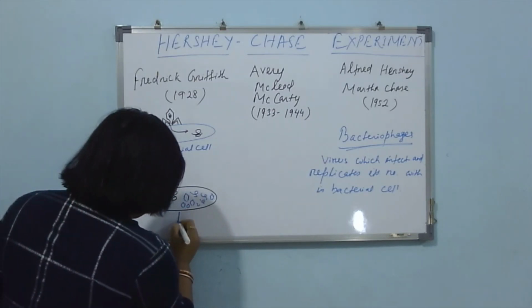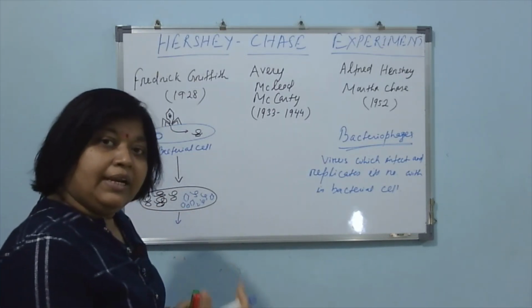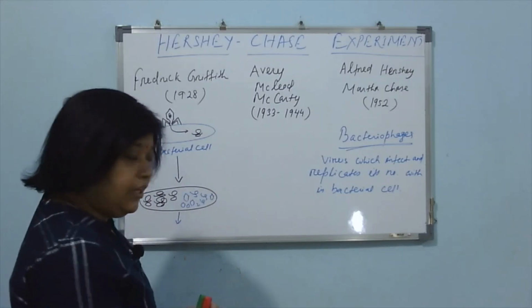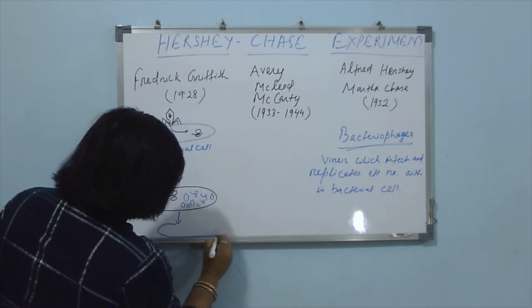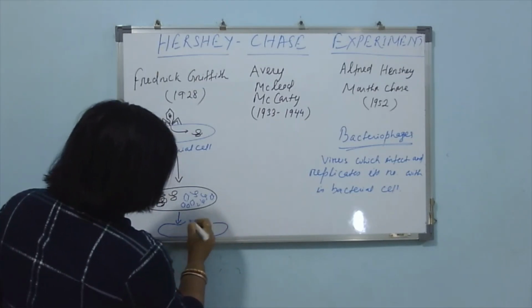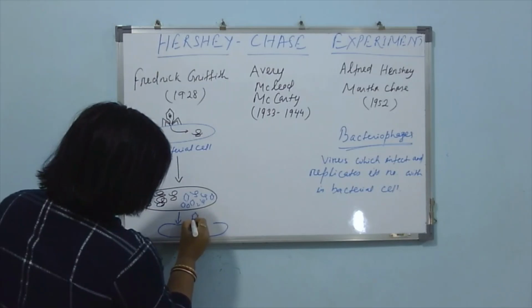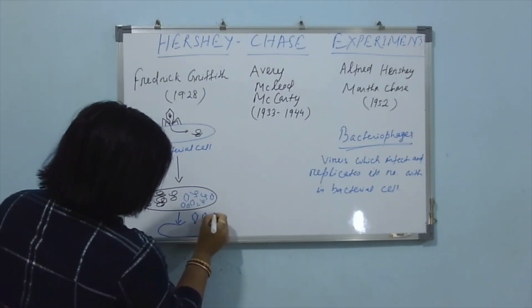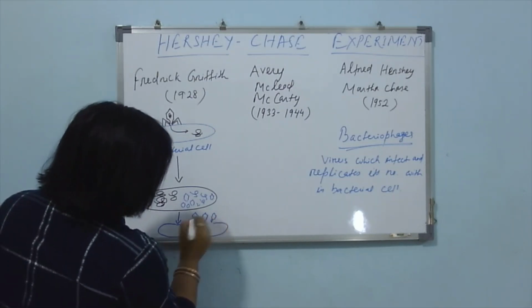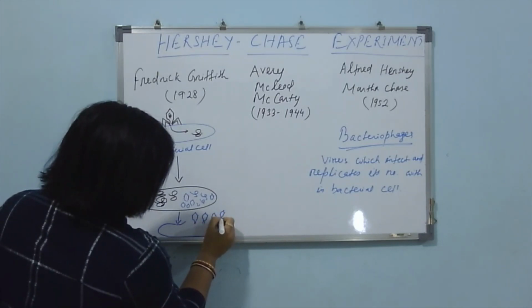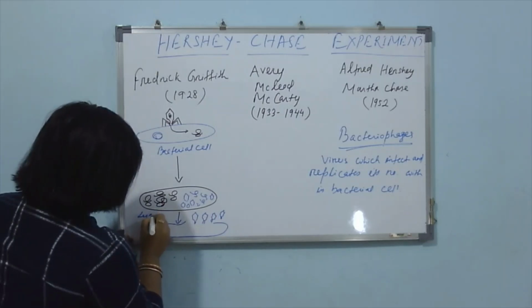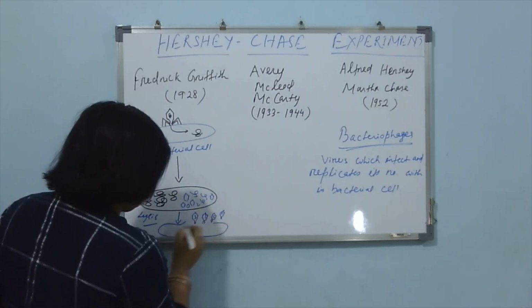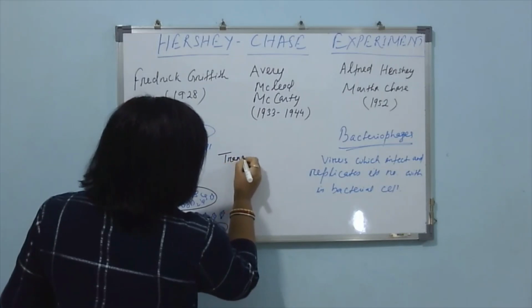Then what will happen? When lysis occurs, the bacterial cell will rupture, and then the complete bacteriophages, or you can say viruses, will be released from the bacterial body. This is the life cycle of bacteriophages. This is the transduction process.